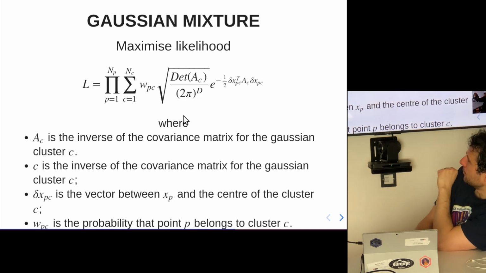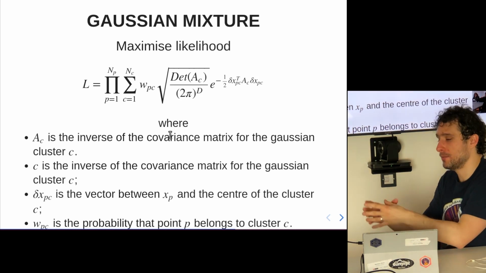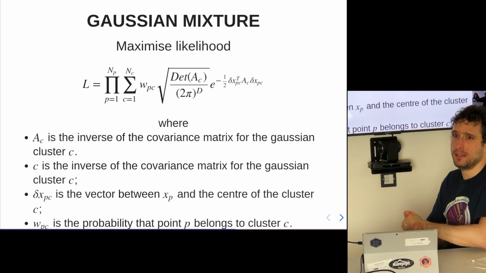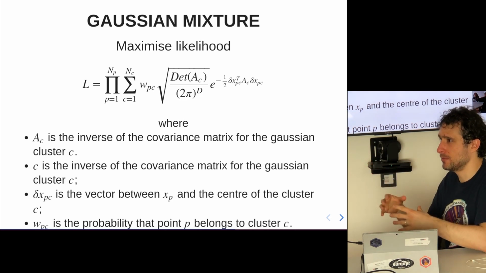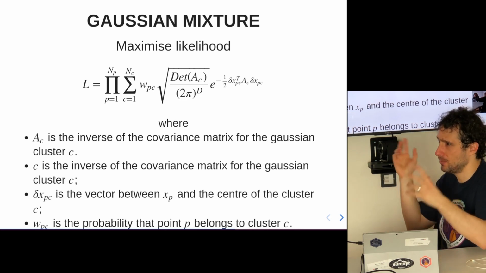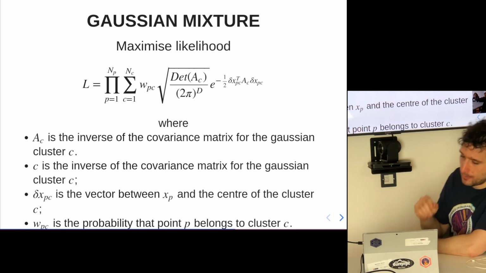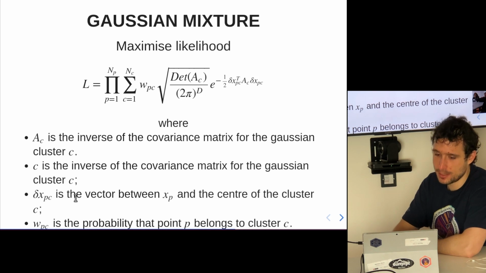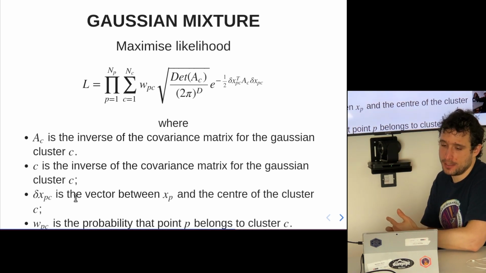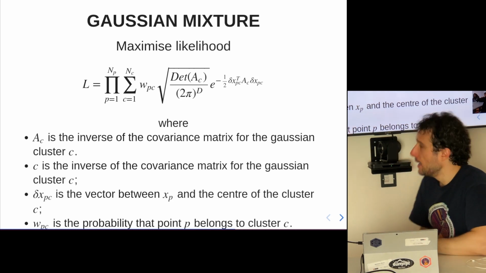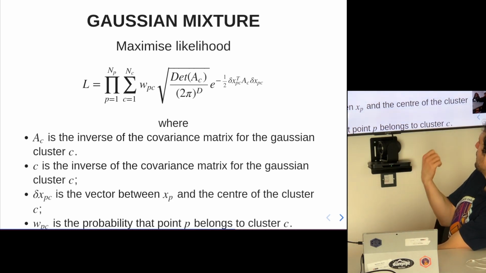Just to talk about what is what here. A_C is the inverse of the covariance matrix for the Gaussian cluster C. The clusters, which are represented by Gaussian distributions, can be of different shape. They don't have to be spherically symmetric. They can be elongated in one direction, whatever. Of course, it must be positive definite. The third sentence makes sense: Δx_PC is the vector between a point P and the center of a cluster C. And W_PC is the probability that the point P belongs to cluster C.